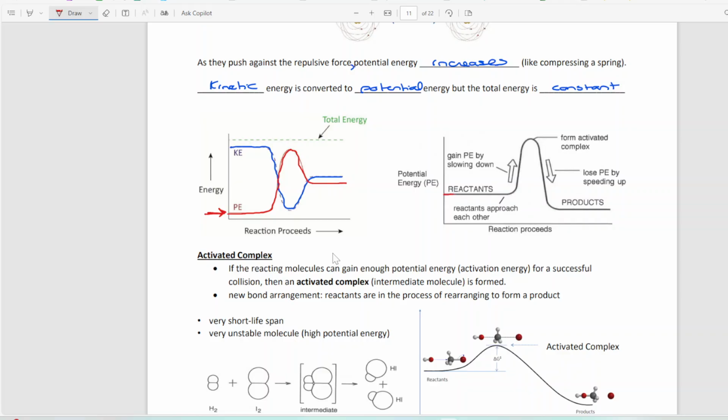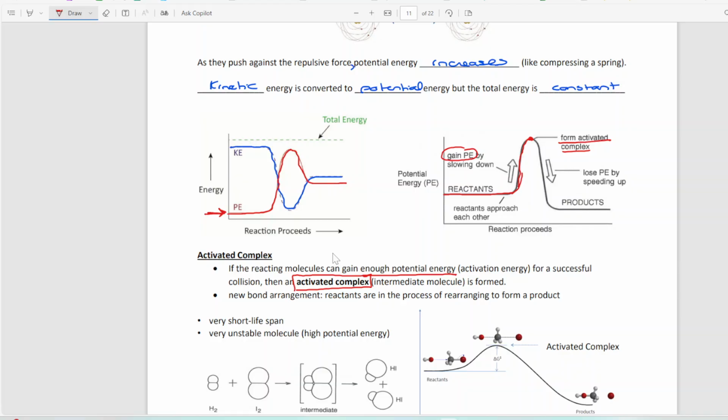So, at the beginning, you have reactants, right? The reactants are approaching each other, and then they're going to gain potential energy as the molecules are repelled or as they slow down. And then what's going to happen is at the top, they're going to contain the most potential energy, and this is where they form what we call an activated complex. So, an activated complex is if the reacting molecules can gain enough potential energy, i.e., they have sufficient energy for a successful collision, then an activated complex or an intermediate molecule will be formed.